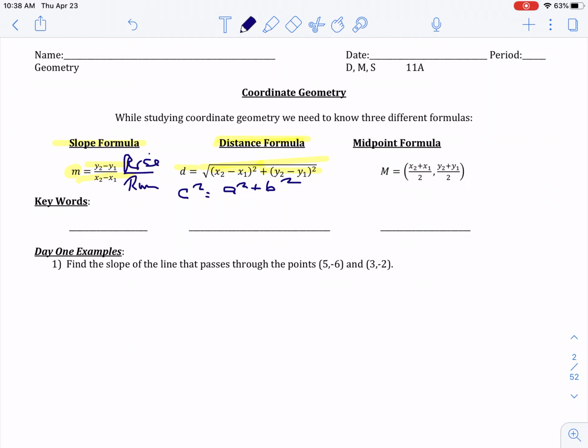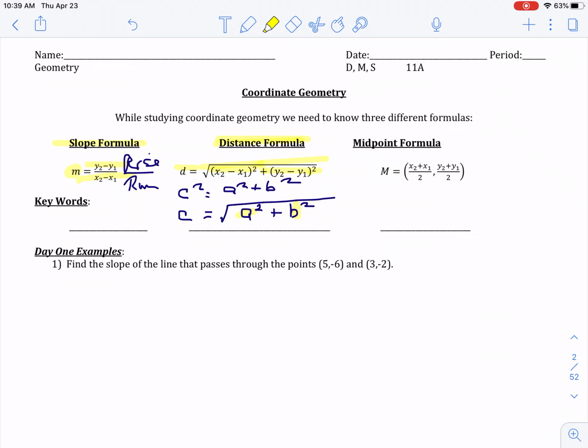Now, if I square rooted both sides, I would get c is equal to the square root of a squared plus b squared. So in the distance formula, the x2 minus x1 is simply a. And again, the y2 minus y1 would be your b. So we might be able to work with that a little bit when we get to the coordinate systems.